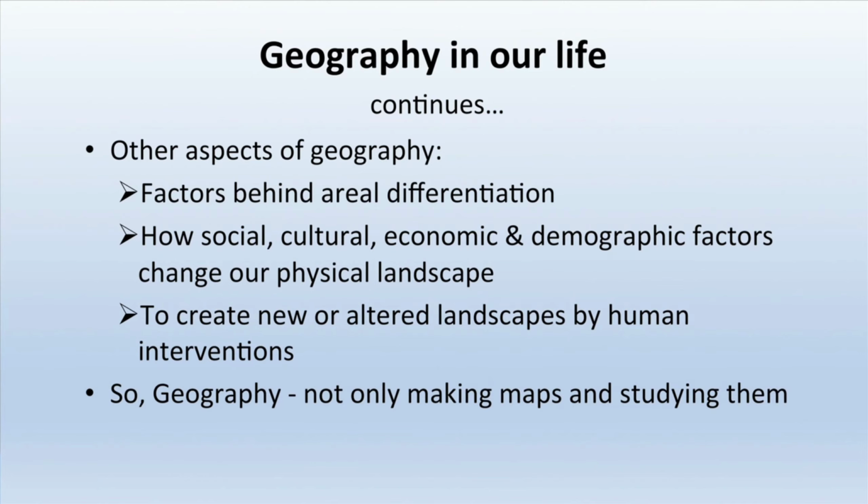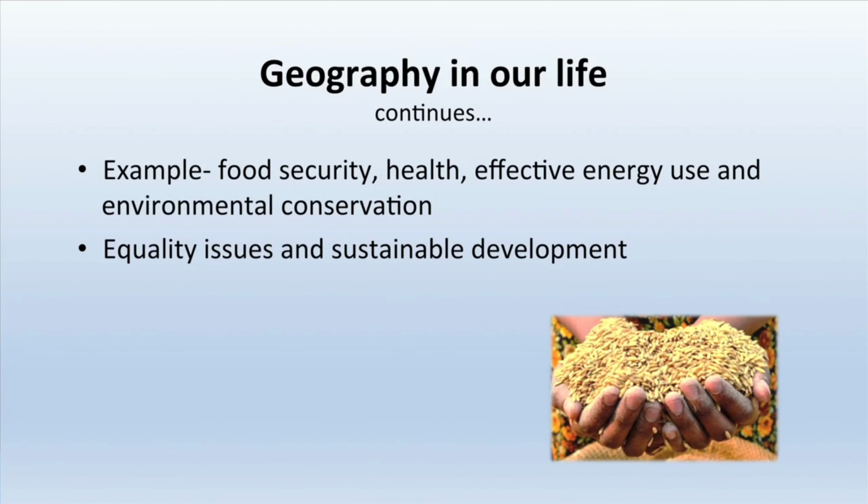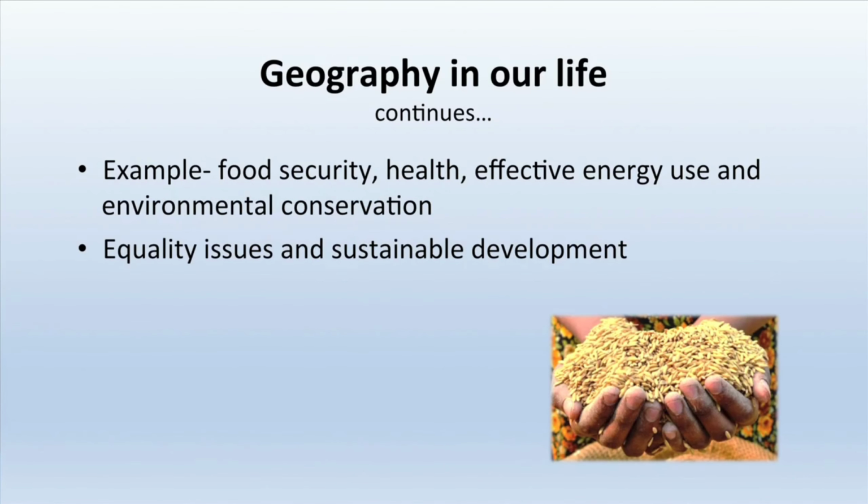So, geography is not only about making maps and studying them, but it includes so many things that are happening on the earth's surface. For example, if we see food security, again geography is involved; health, effective energy use and environmental conservation, everywhere geography is involved. When we talk about equality issues and sustainable development, then again geography is there. And so, geography investigates what is where on the earth and why it is there.